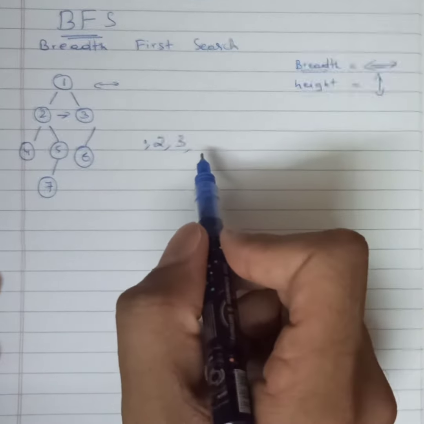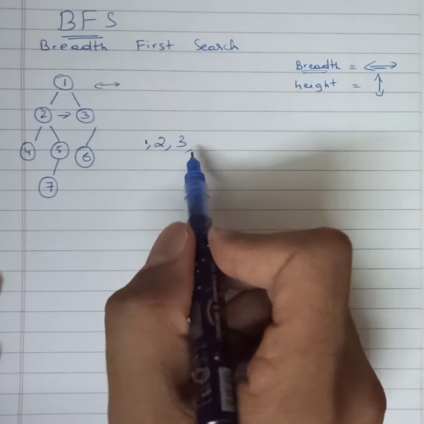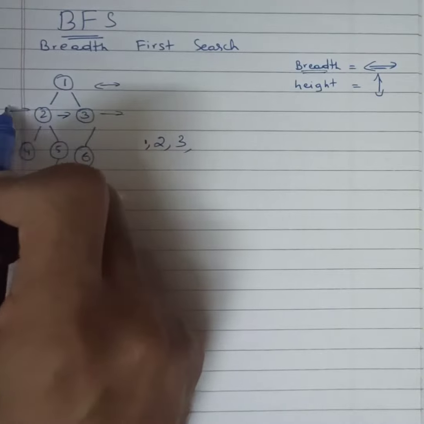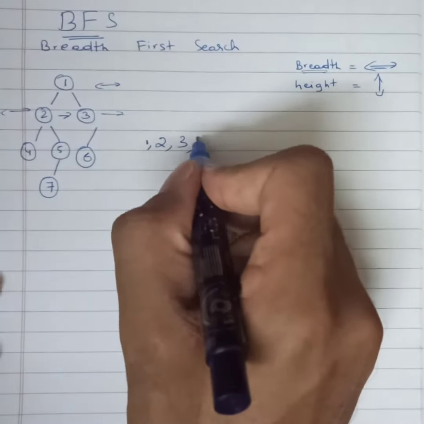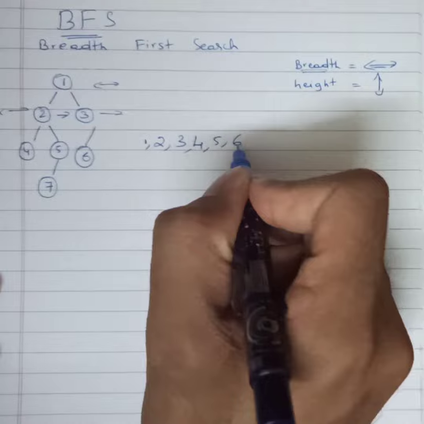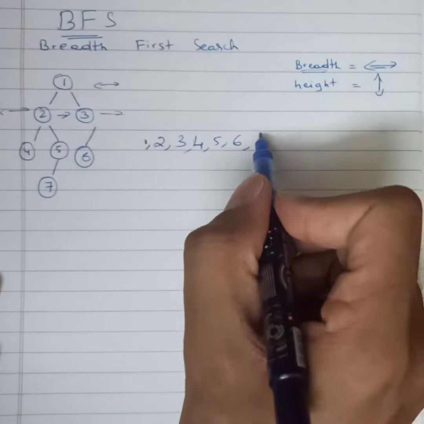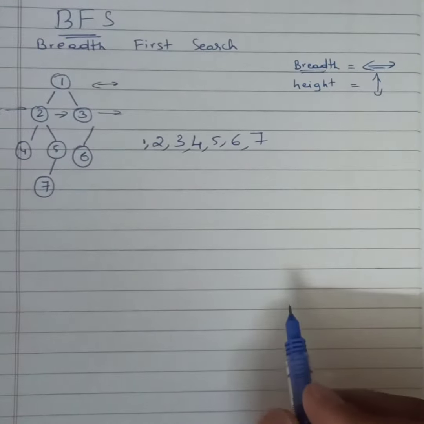Now where do we go? Now there is no more breadth, right? There is nothing else. So we are going downward again. We go to 4, then 5, then 6. No more breadth now. So we go to 7. So this is how we traverse.